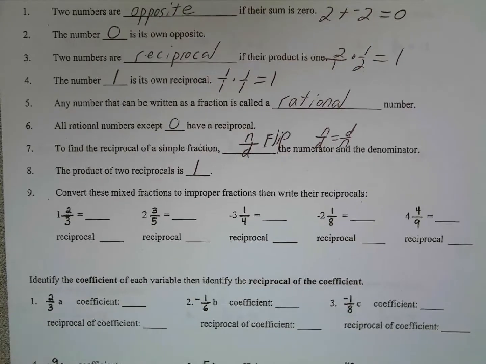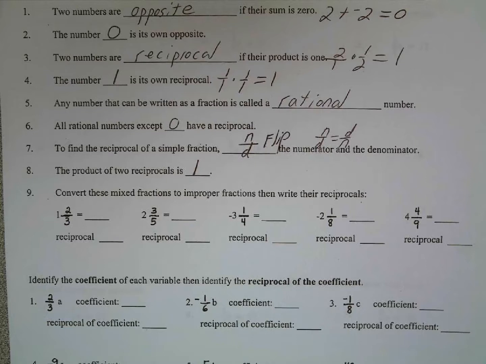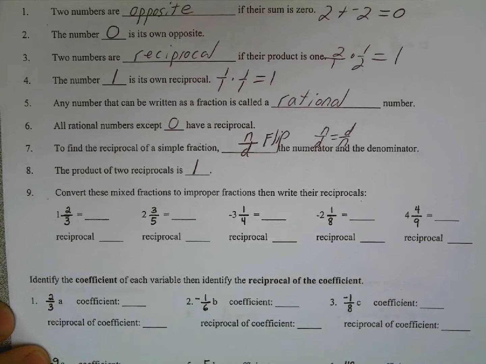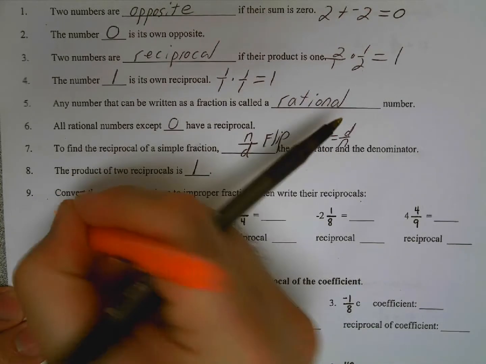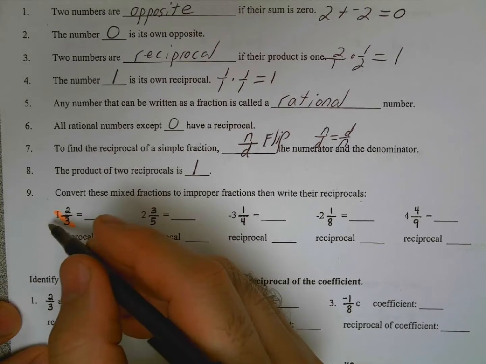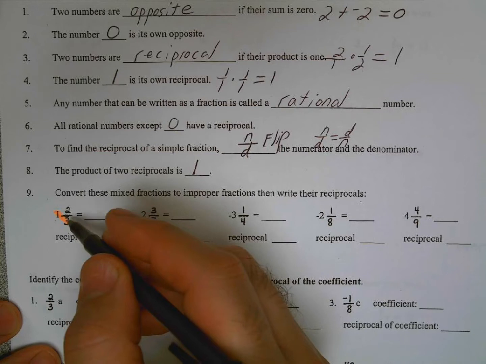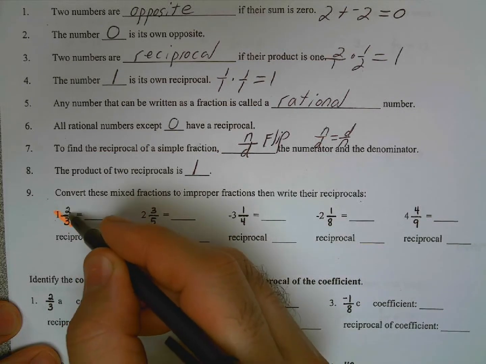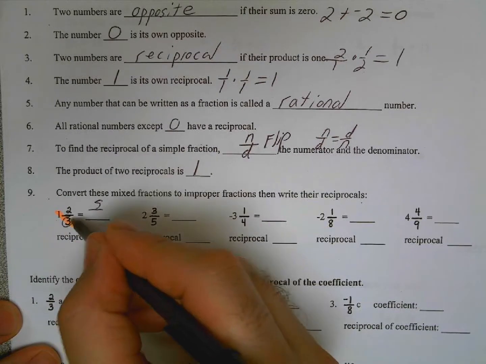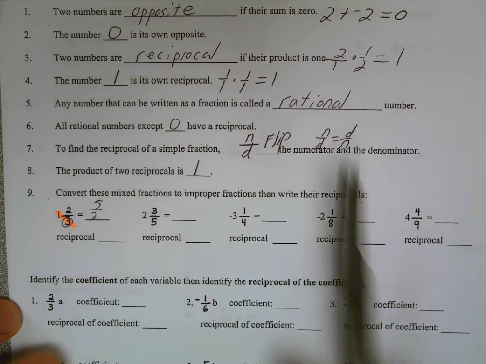Number 9, we started talking about it in the last notes, is how to convert mixed fractions into improper fractions. We can use our calculator, but this is easy enough. Multiply the big number by the bottom number. So 1 times 3 is 3. Add the number at the top. So 1 times 3 is 3 plus 2, that's 5. And then use the number at the bottom as our denominator, 5/3.